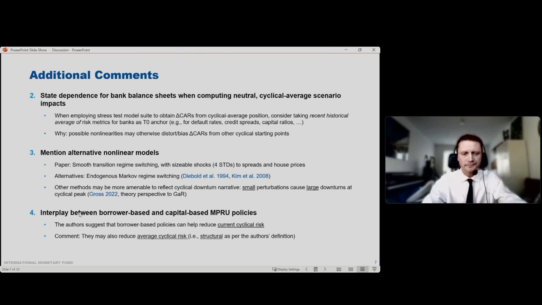One more point. In relation to borrower-based policies, the authors speak a little bit in the paper to this interplay between borrower-based and capital-based macroprudential policies. I should say here that, let me first read it out and then make a caveat. The first point here is that the authors suggest that borrower-based policies can help reduce current cyclical risk. When I was reading this, I was thinking, may they not also reduce average cyclical risk beyond the short term? So it's what the authors define as structural risk, as per their definition.